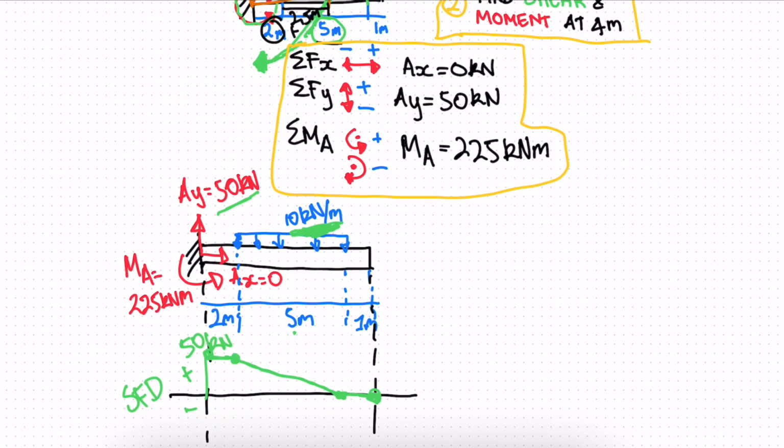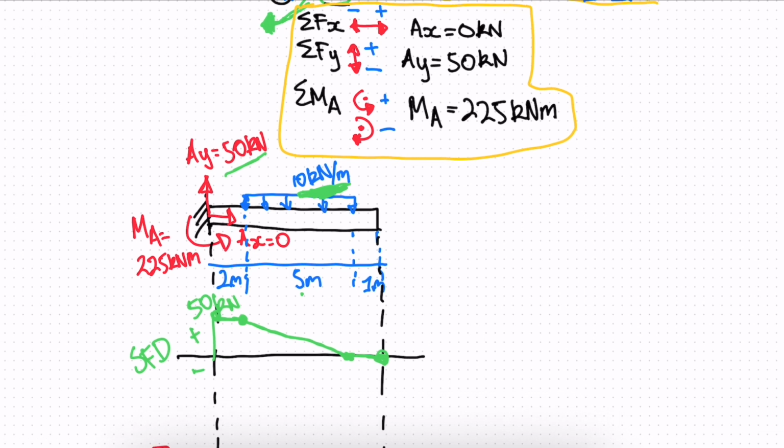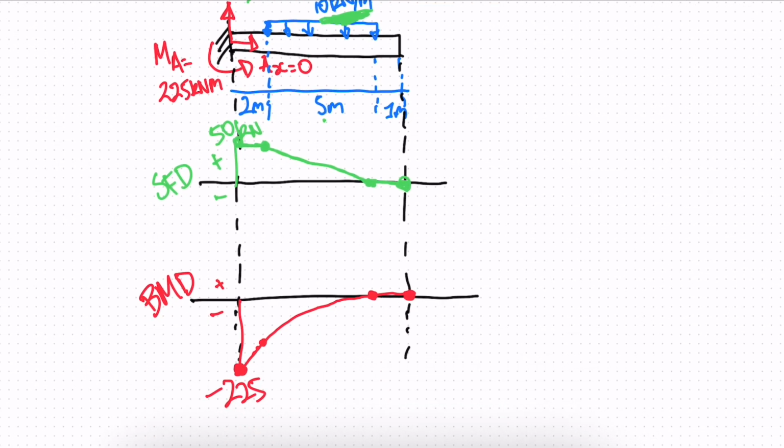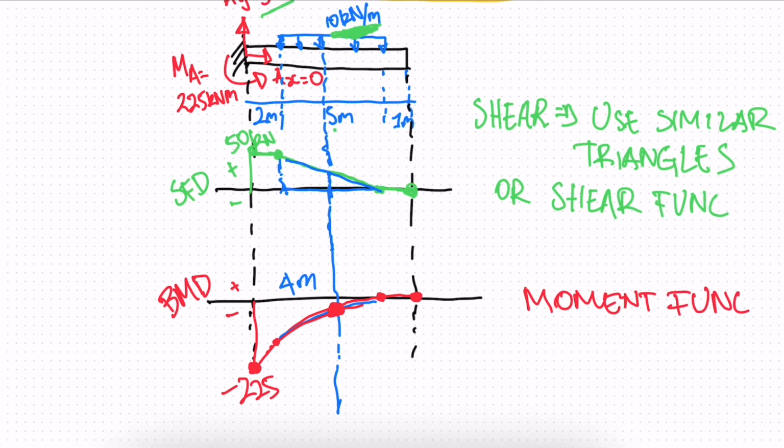So the question was to find the shear and moment at 4 meters. All right, so let's have a look at 4 meters. So 4 meters is halfway, so let's say that's 4 meters. What we can see is we have a curved line for our moment and a straight line for our shear. So our shear won't be too difficult. We can use similar triangles, or we can develop our function. With our moment, because we have a curved line, we don't know what this value is going to be, so we need to find our moment function.